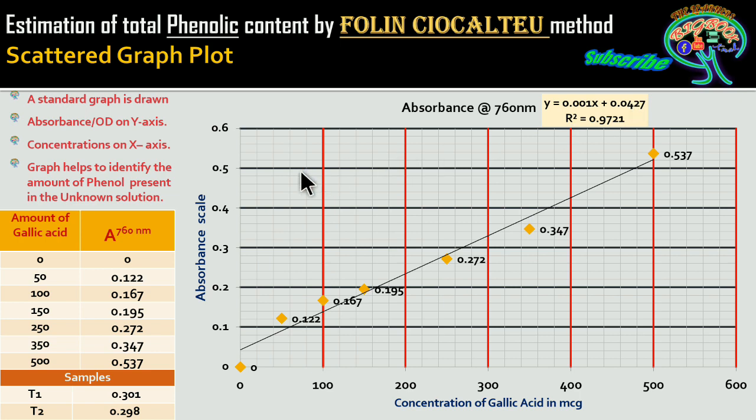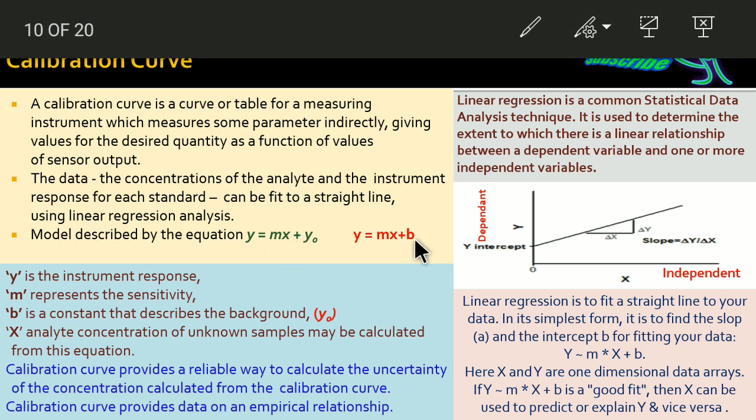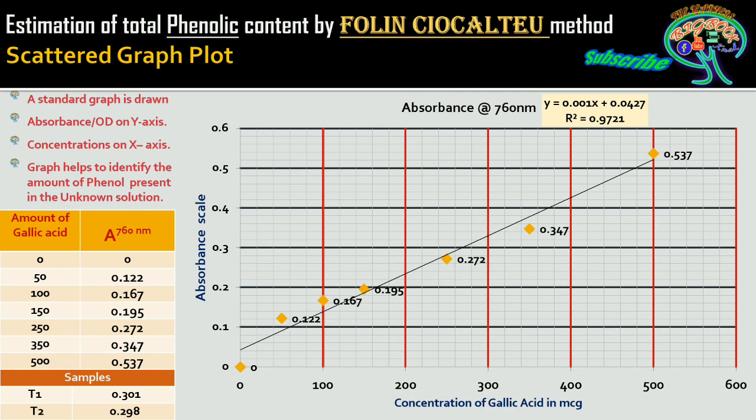the formula which we have discussed here in this slide. Now this particular regression line is showing two different values, that is 0.001 and 0.0427. If you consider the complete formula, it is similar to y is equal to mx plus b.